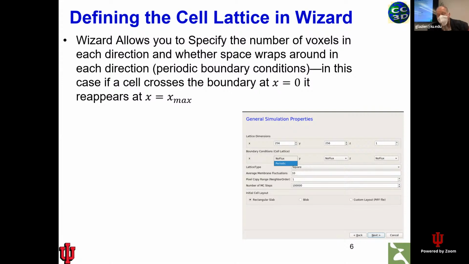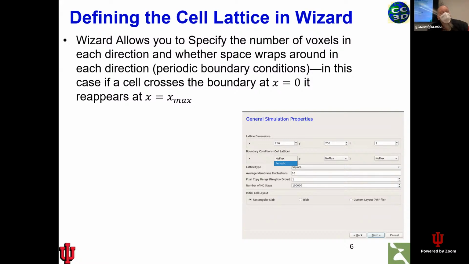Now, of course, in reality, your experiments don't have periodic boundary conditions, but with no flux boundary conditions at the walls of the simulation, we're going to find that it makes things stick to the walls. So sometimes it's convenient, if you have, say, a cell that's crawling around, to have periodic boundary conditions so that the cell doesn't get stuck if it crosses the edge of a simulation.